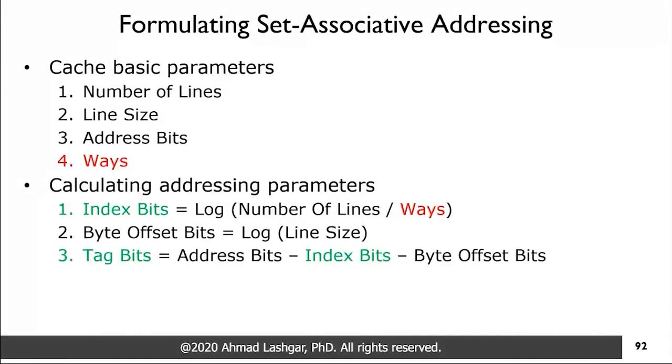Here are the formulas we had for direct map, refreshed for set associative. This is how to calculate the size of the tag. Red highlights show what is new here, and ways is the only new thing compared to the formulas for direct map. Ways impact the number of index bits, and from there tag bits are impacted. There is no change to the way we calculate byte offsets.